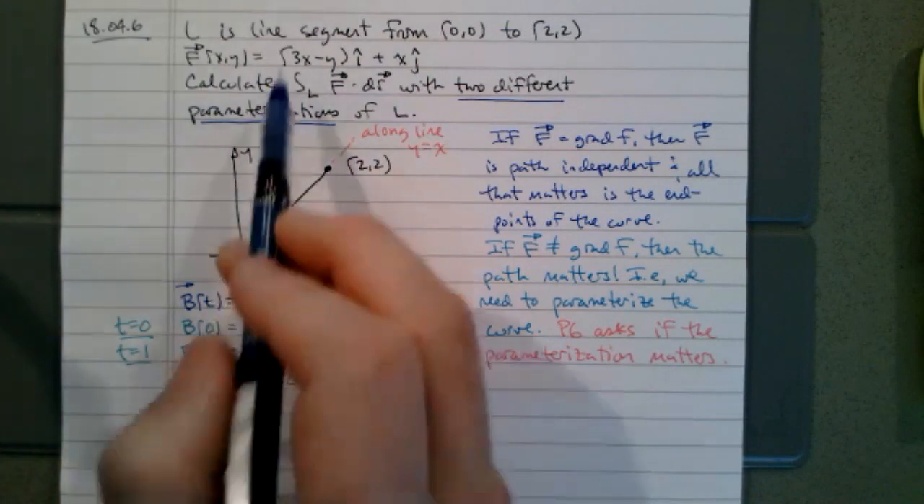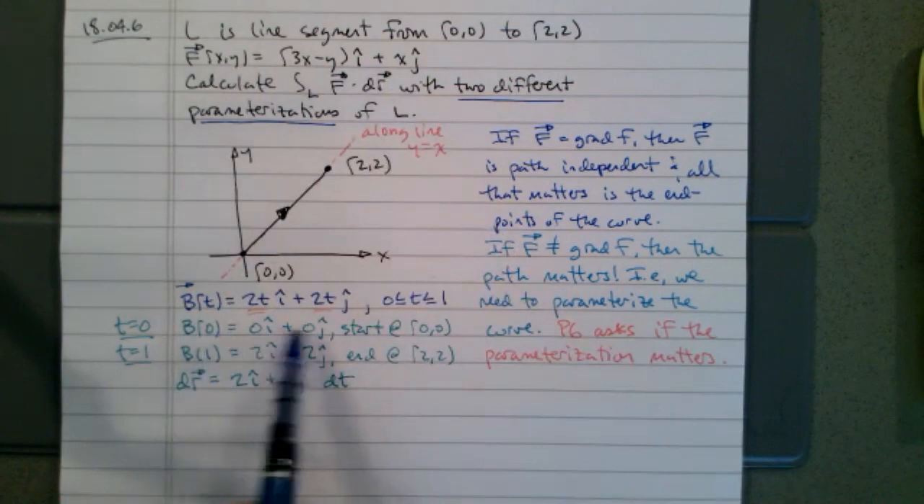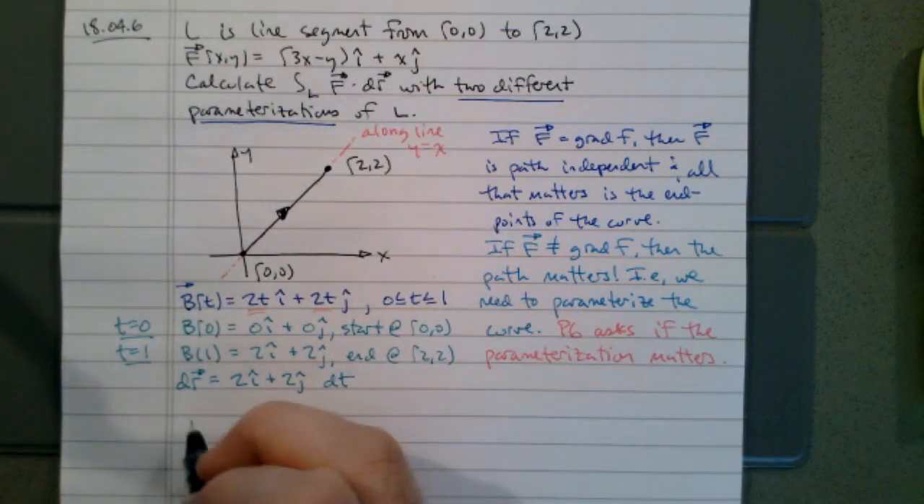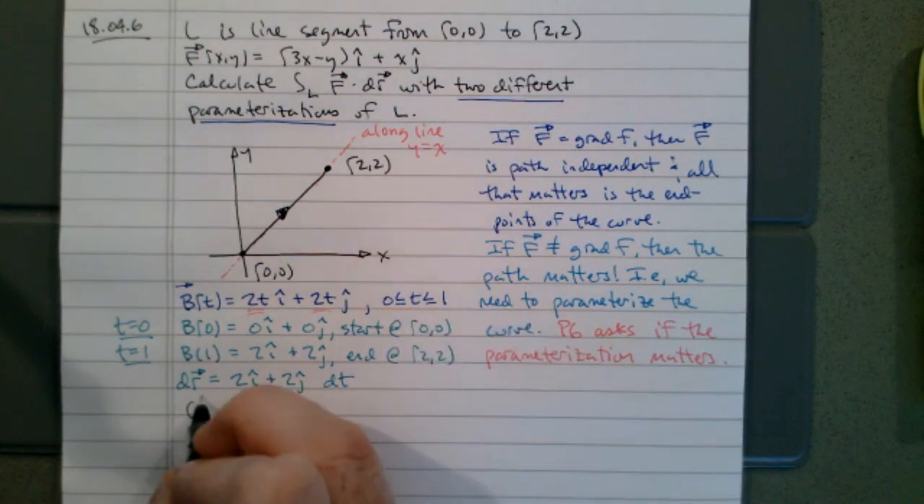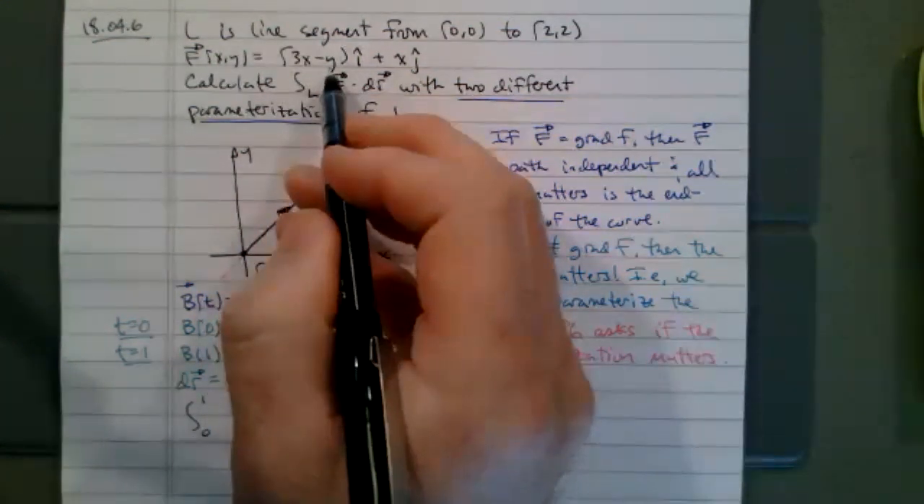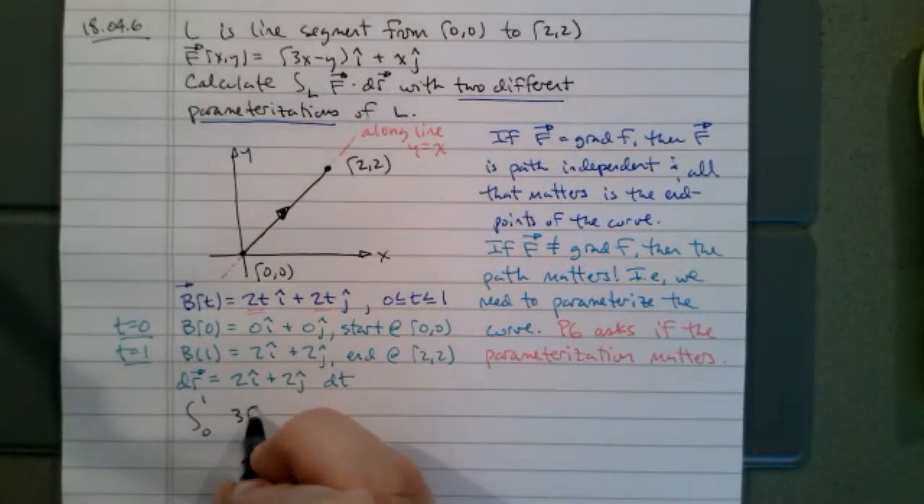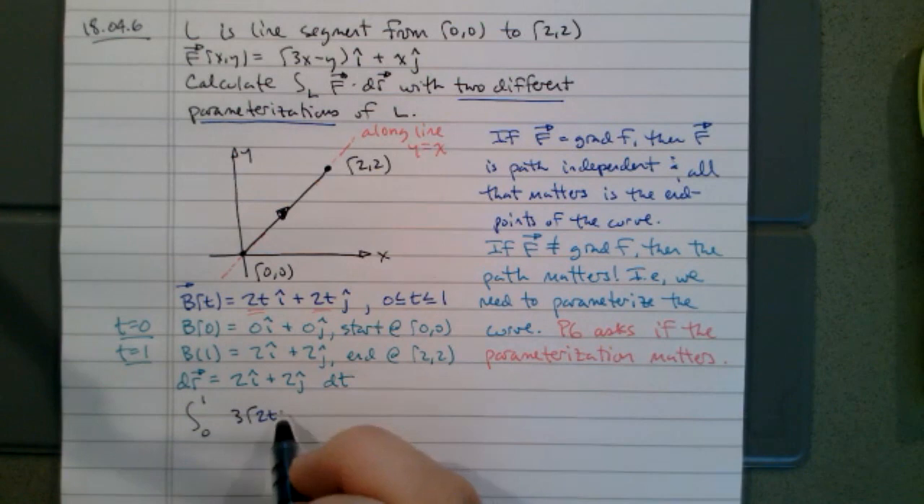I need to evaluate my vector field at this parameterization. So my line integral will look like the integral from 0 to 1 of 3x − y, so 3 times 2t minus y, which is also 2t.